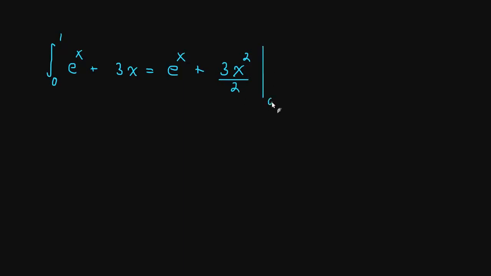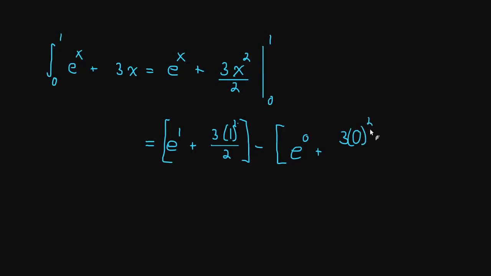And this is going to be evaluated from 0 to 1. So I hope what I had said to you makes sense about this antiderivative. If you don't believe me, take the derivative of 3x squared over 2. And hopefully it will start to make a little bit more sense. So this is e to the first power plus 3 times 1 squared over 2 minus e to the 0 plus 3 times 0 squared over 2.